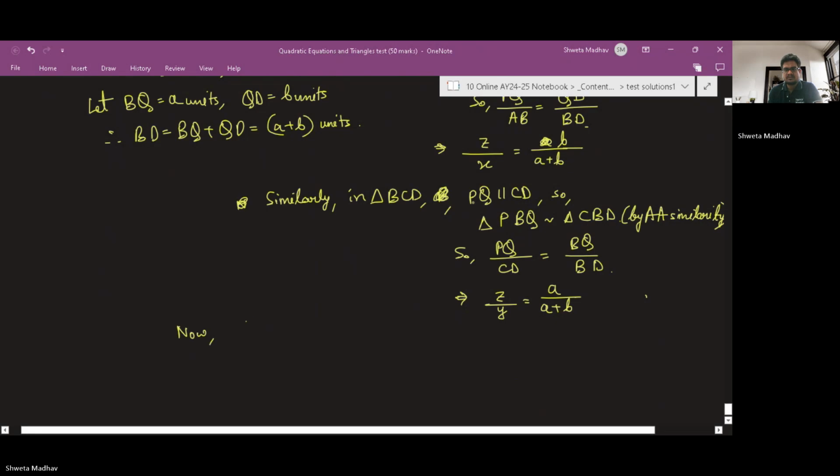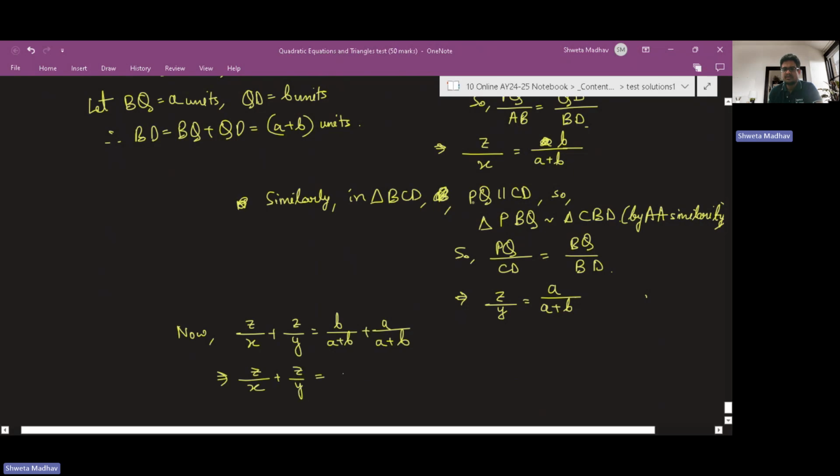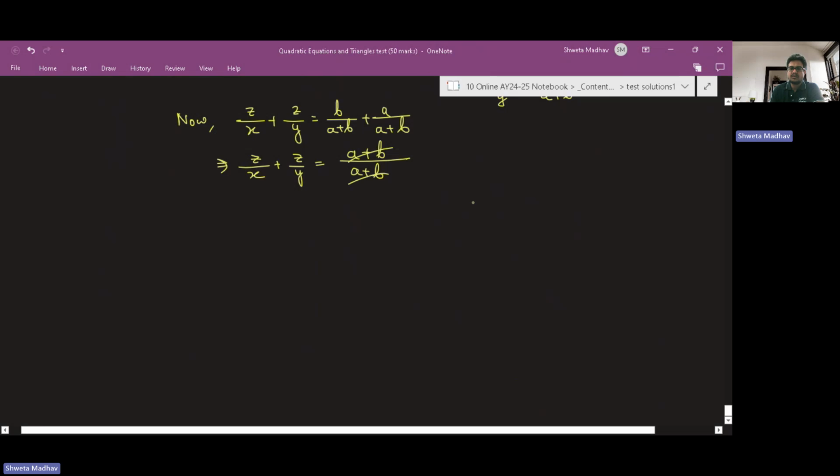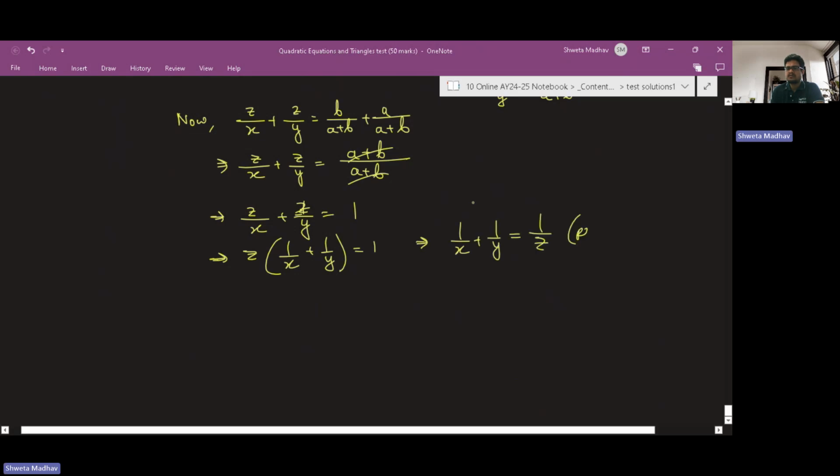So now, Z by X plus Z by Y will be equal to B by A plus B plus A by A plus B. So if I take the LCM here, that will be A plus B, and here also it will be A plus B. So A plus B by A plus B will cancel out. That is equal to 1. So Z by X plus Z by Y is equal to 1. If I take Z as common, then Z into 1 by X plus 1 by Y is equal to 1, which means that 1 by X plus 1 by Y equals to 1 by Z. So hence proven.